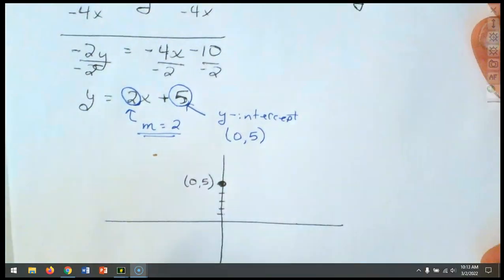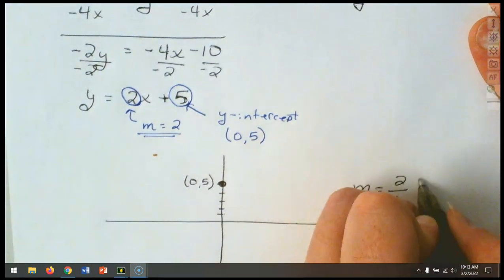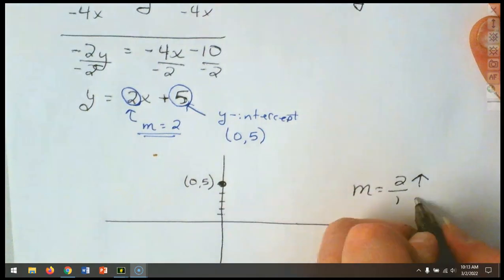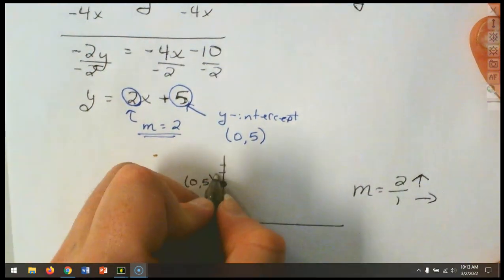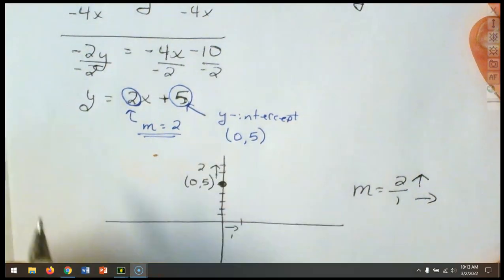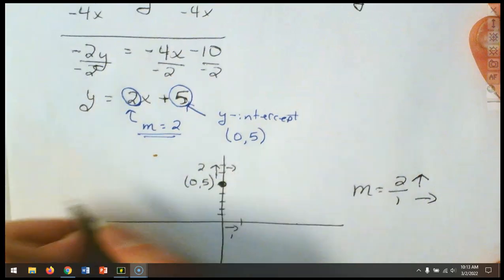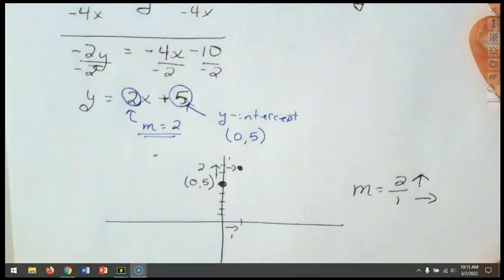And what is my slope? My slope is 2 over 1. So that means we go up 2 units to go over 1. Up 2, over 1. Make our new dot. If you want to, you can label it.